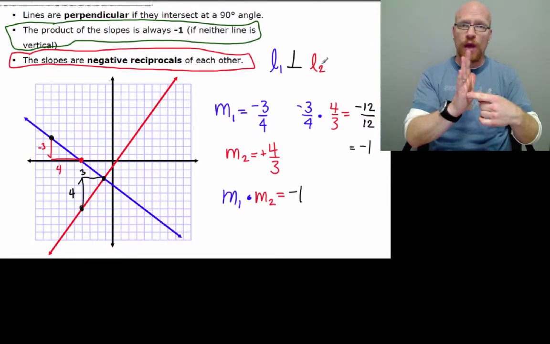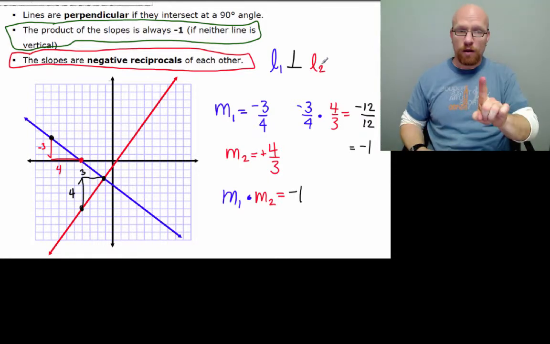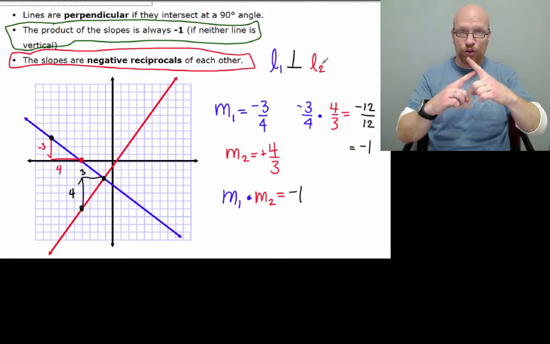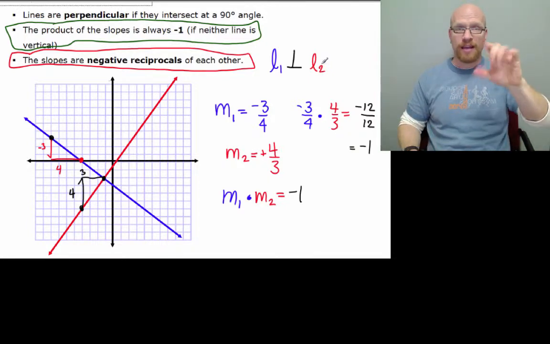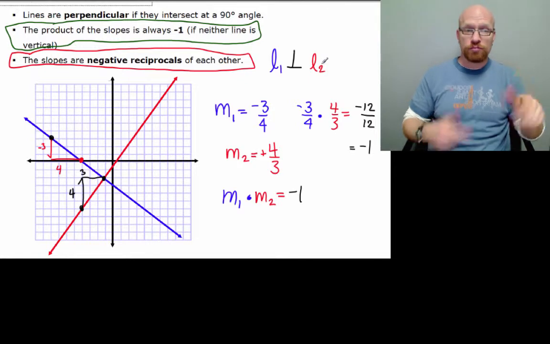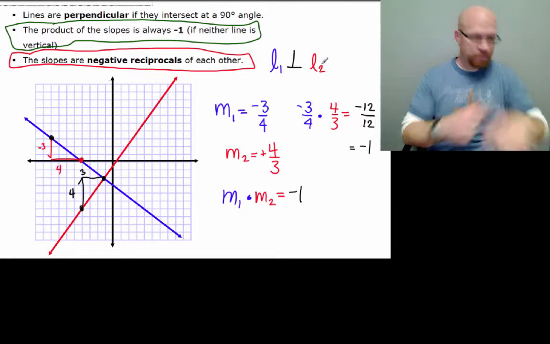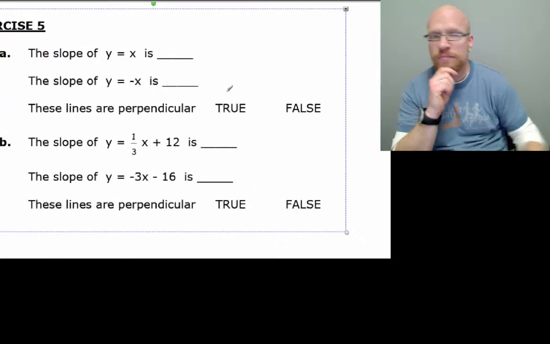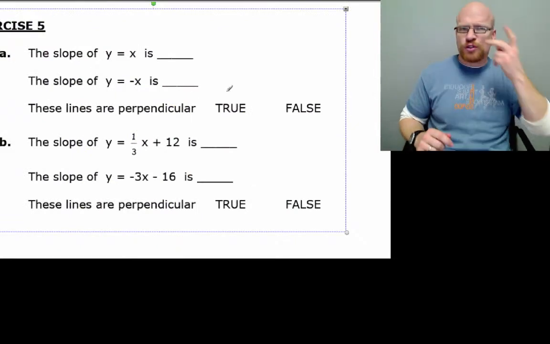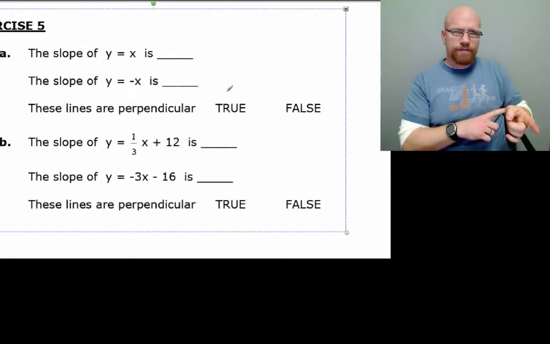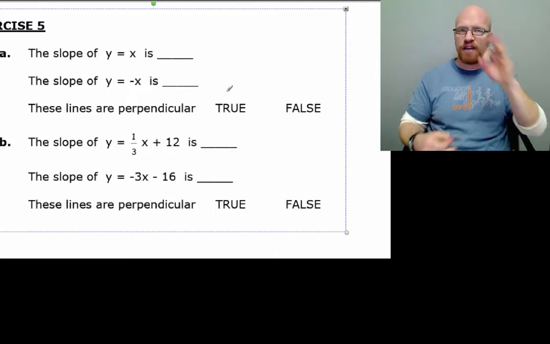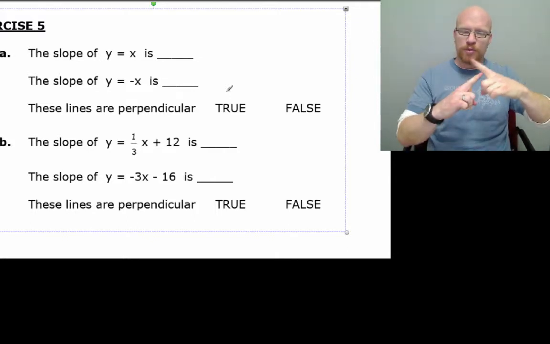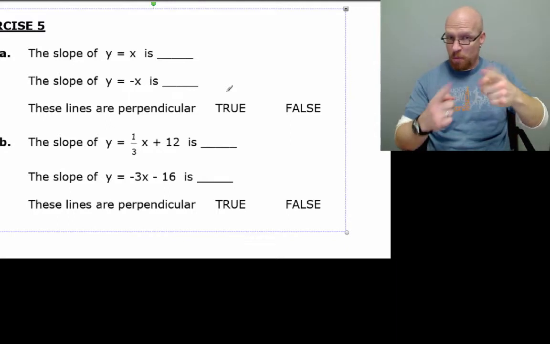Before that, I have to show you how to write it. L1 is perpendicular to L2. And that's how you write it. So now we're not going to use a graph. We're going to use the definition of slope and perpendicular lines to see if these two are perpendicular or not.